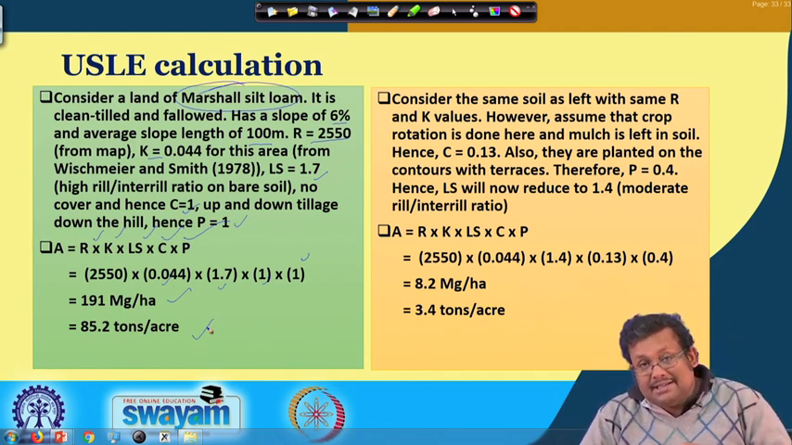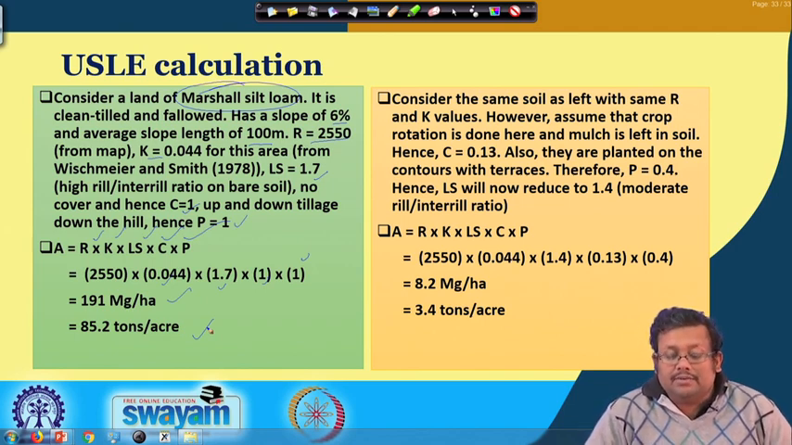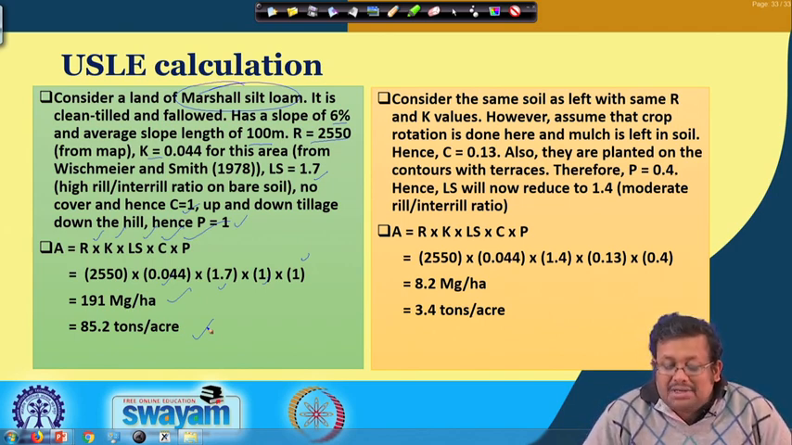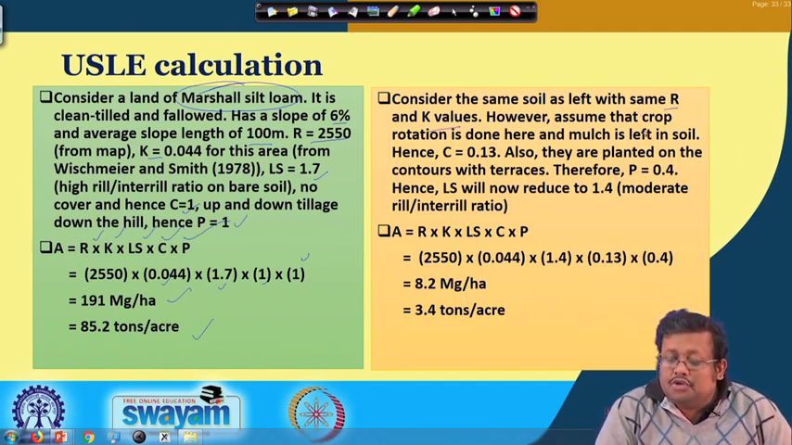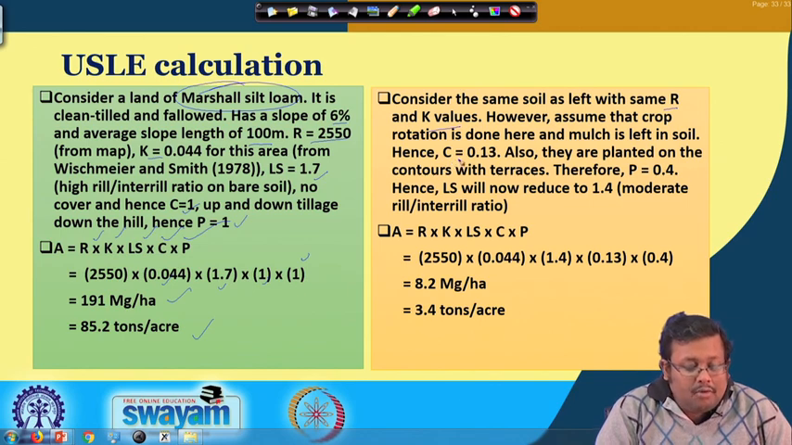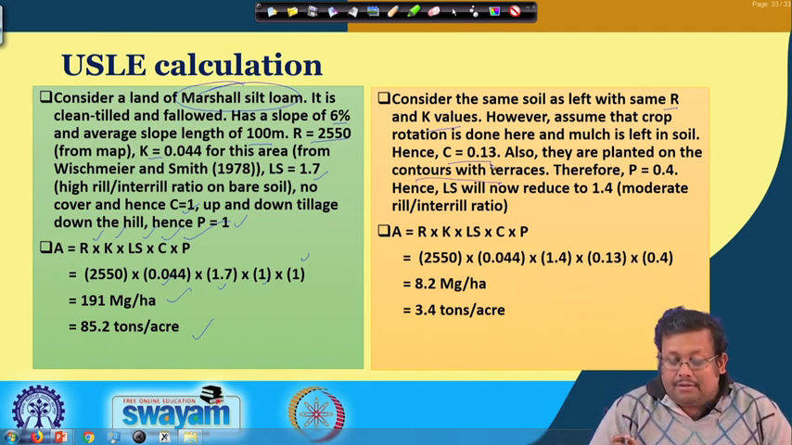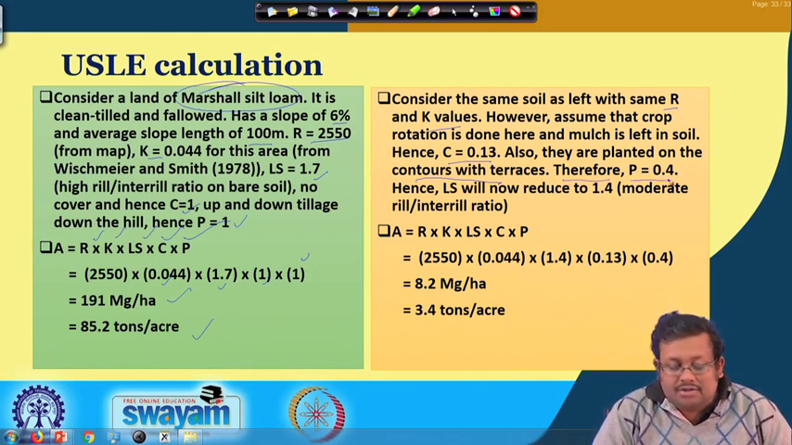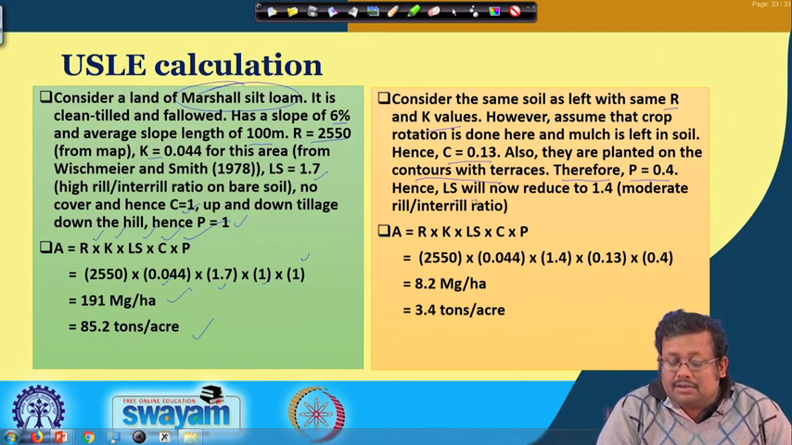Let us consider the same thing with the revised universal soil loss equation. Consider the same soil with the same R and K values. However, let us assume that crop rotation is done here and mulch is left in the soil. Hence, C will change from 1 to 0.13. Also, the crops are planted on the contours with terraces, so we are taking this into account as well. Therefore P is now 0.4 instead of 1. LS will now reduce to 1.4, that is a moderate rill to interrill ratio.